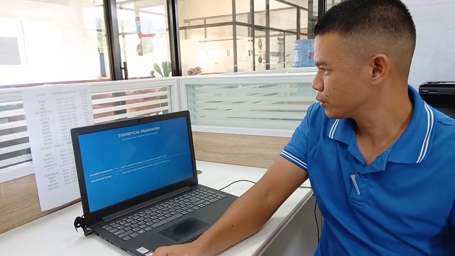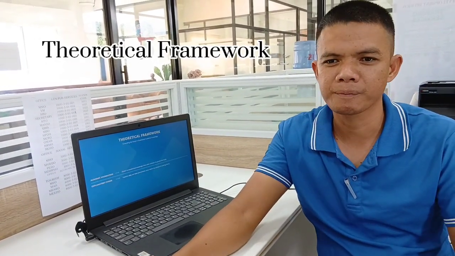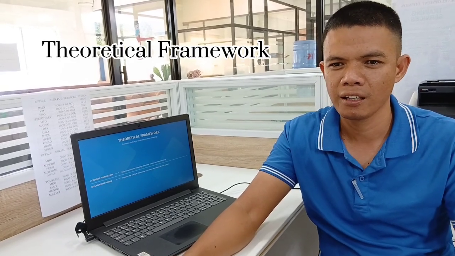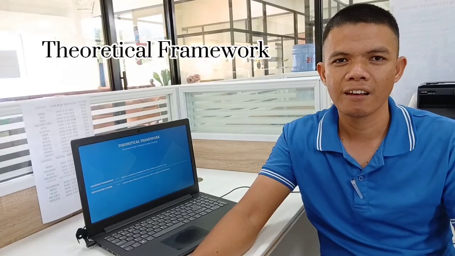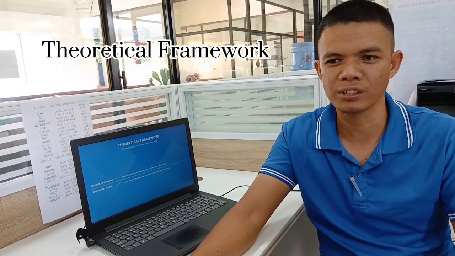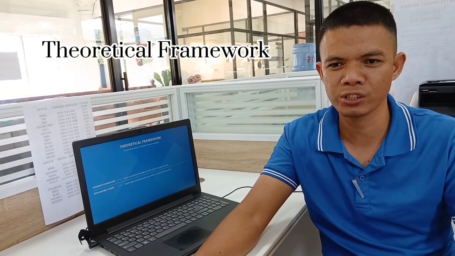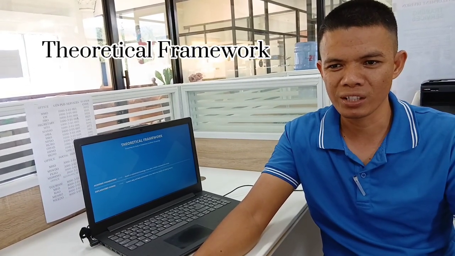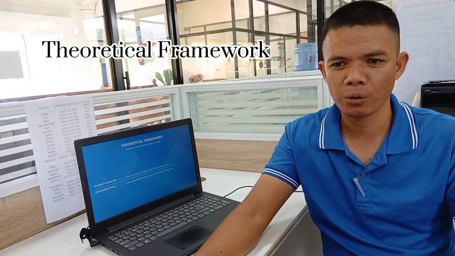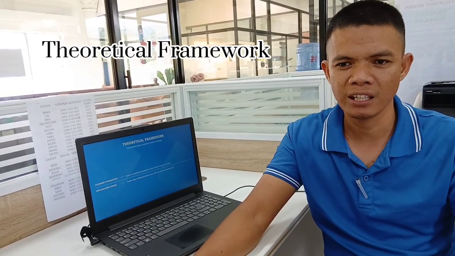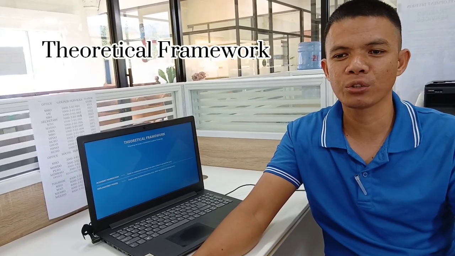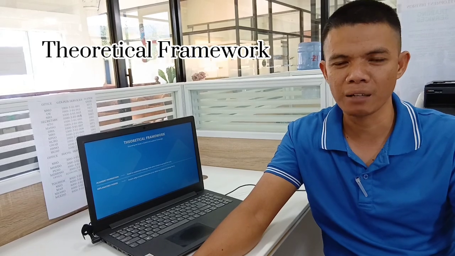Next, we are going to discuss the theoretical framework. A theoretical framework refers to the set of existing theories, concepts, and ideas that guide and support your study. It explains how your research is grounded in theory and shows the relationships between the key variables you are studying. The theoretical framework will show what theories your study is based on, explain how and why variables are related, and guide your research questions, hypotheses, and methodology.